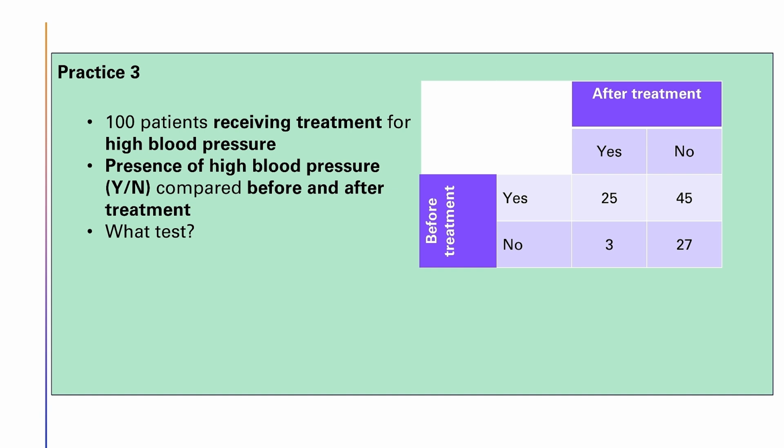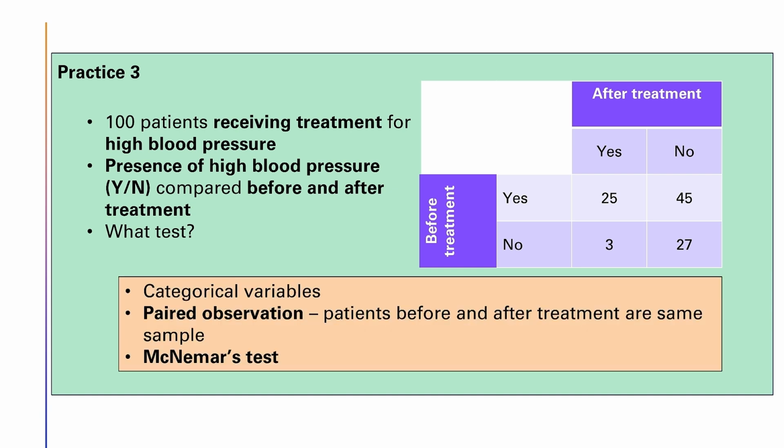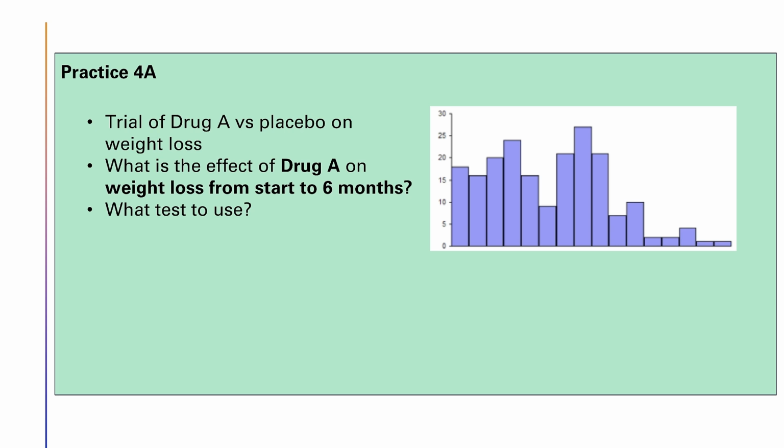As the presence of high blood pressure has been categorized into yes or no, in this case it is a categorical variable. You can see the hypothetical cross table as shown in the slide. This is an example of a paired observation as the same patient is being evaluated before and after treatment. Hence the preferred test in this scenario is McNemar's test. Okay, I hope the previous three examples have been helpful.